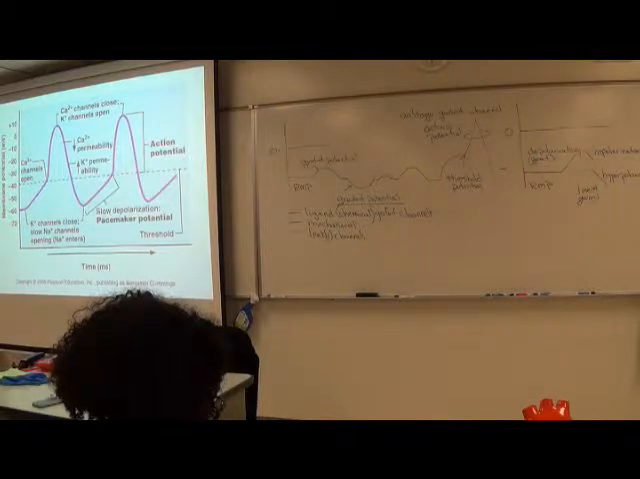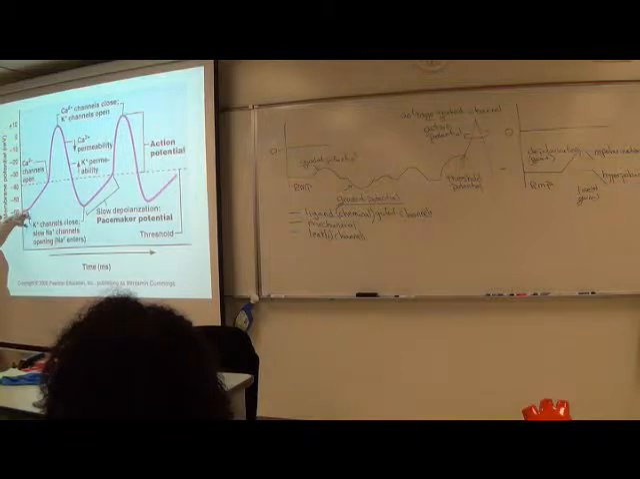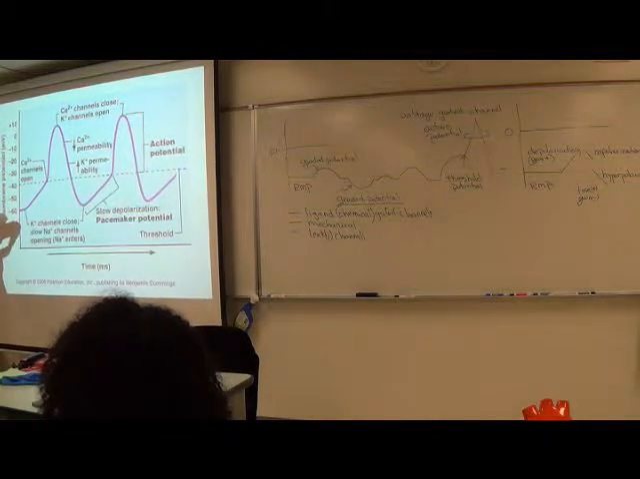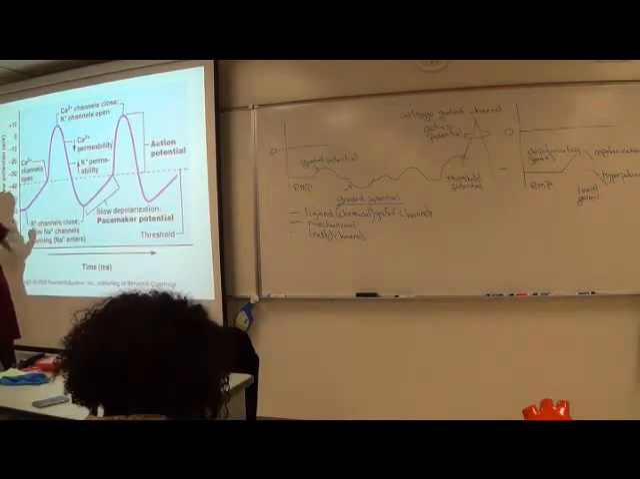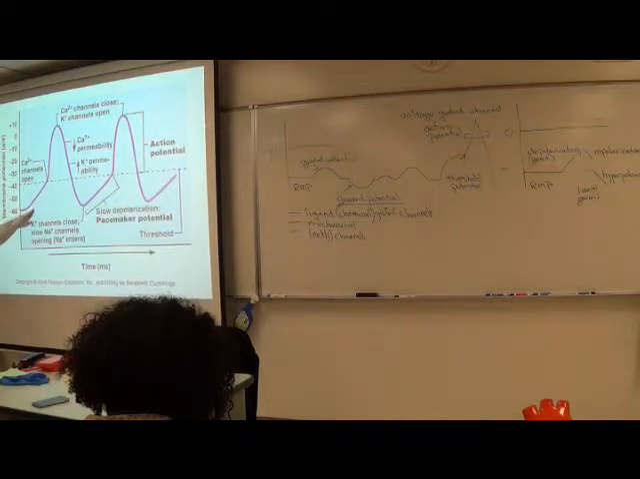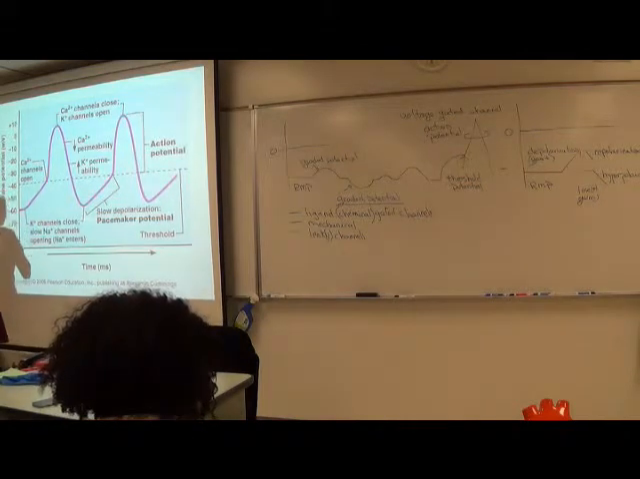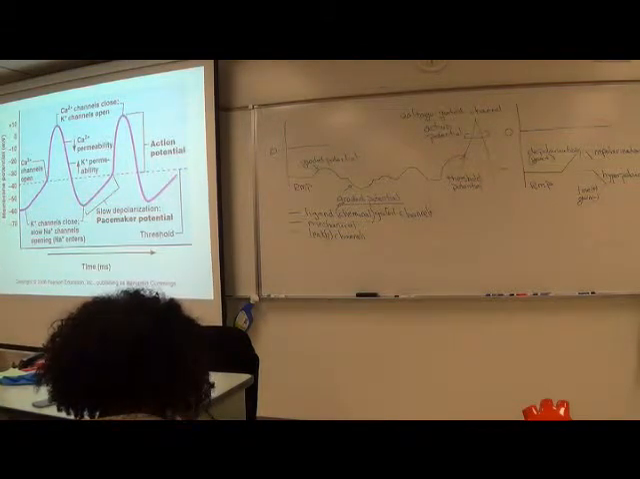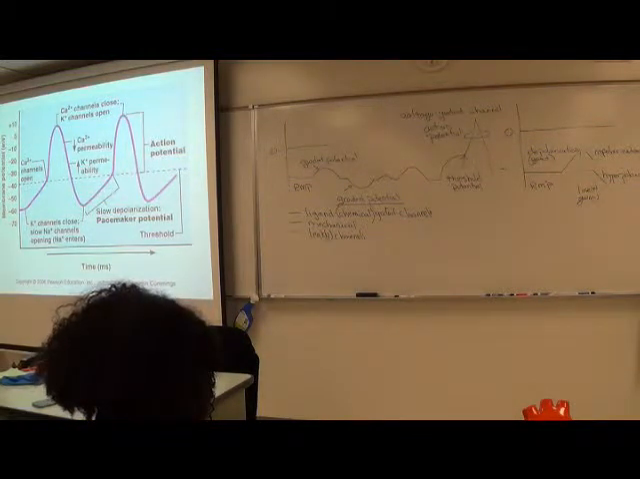So we have a graded potential here. These are our autorhythmic cells again. There is a threshold potential, an action potential. Okay. So these are affected by leak channels and ligand-gated channels. These are voltage-gated channels. Now these are only autorhythmic cells.